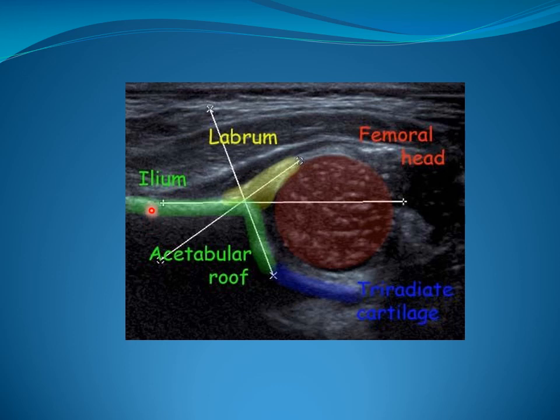First, we get a baseline which goes with the iliac bone like this. This is our baseline. The first angle we measure is the alpha angle, which goes around the long axis of the acetabular roof. Normally it is more than 60 degrees. The other angle goes along the long axis with the labrum, which is the beta angle. Normally it is less than 55 degrees.